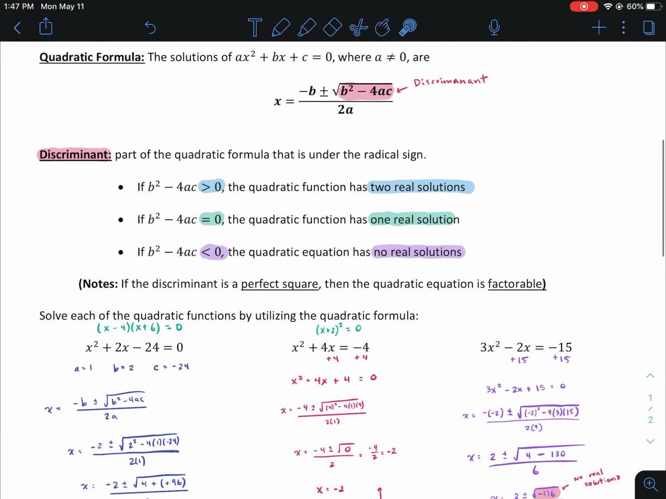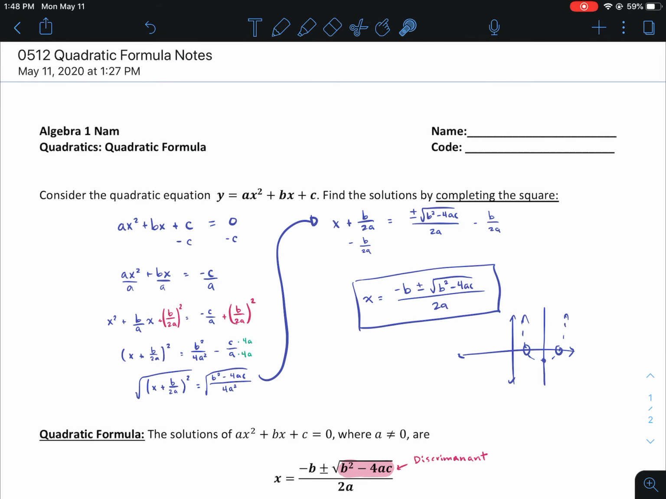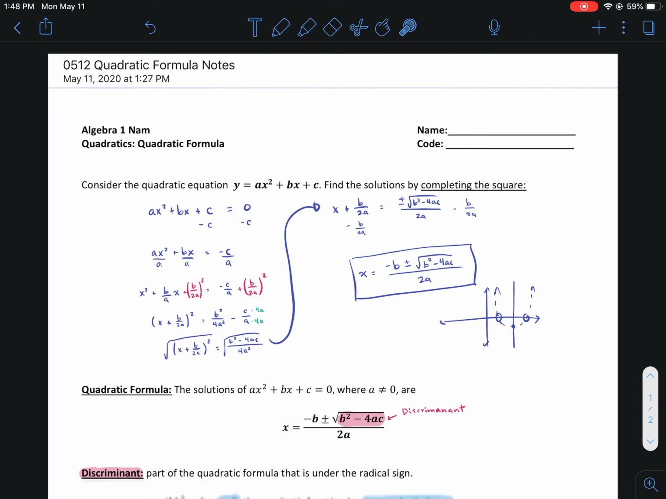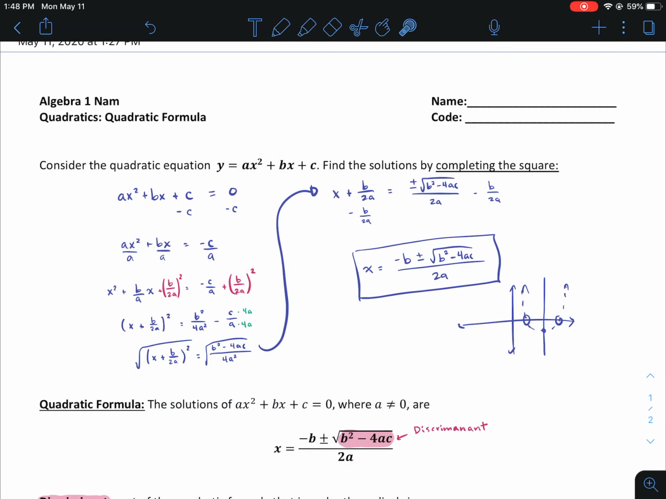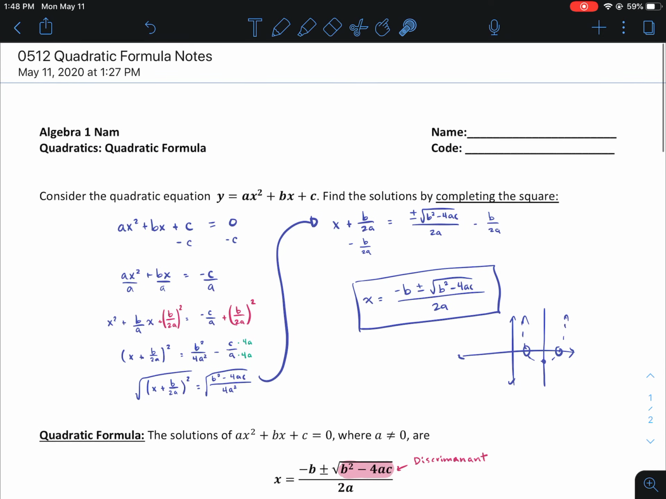So your homework tonight is going to involve just using this formula to either determine the number of solutions or actually find the solutions. Cool. All right, that's it. This is actually going to wrap up our unit. So we'll probably look at some application problems, but this is like the end of this class, which is kind of sad.